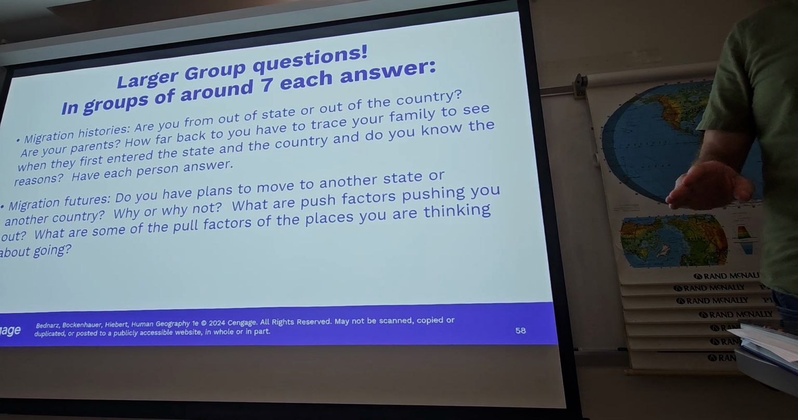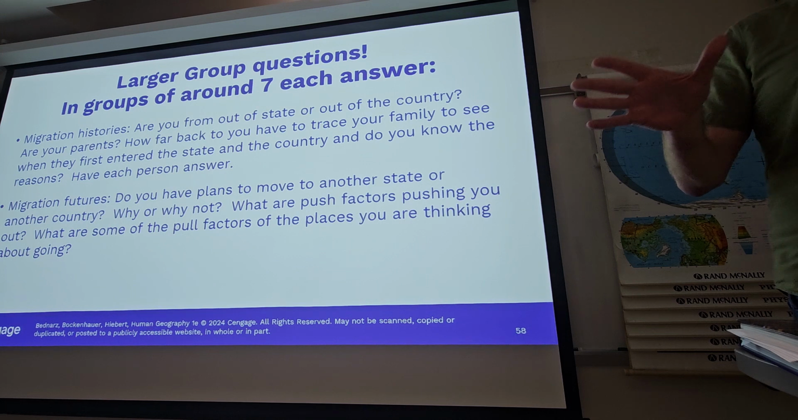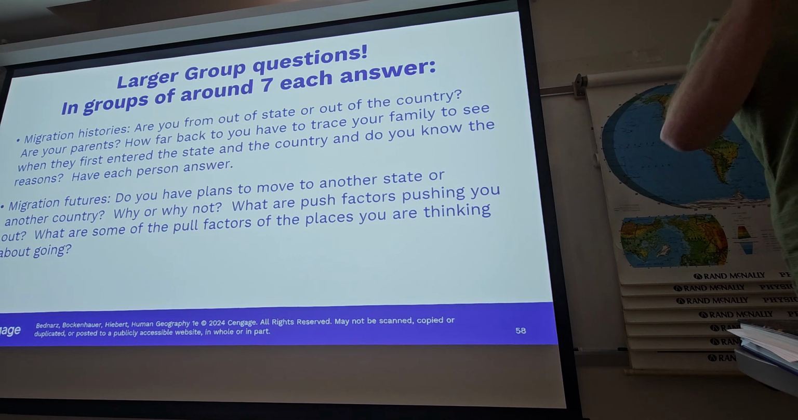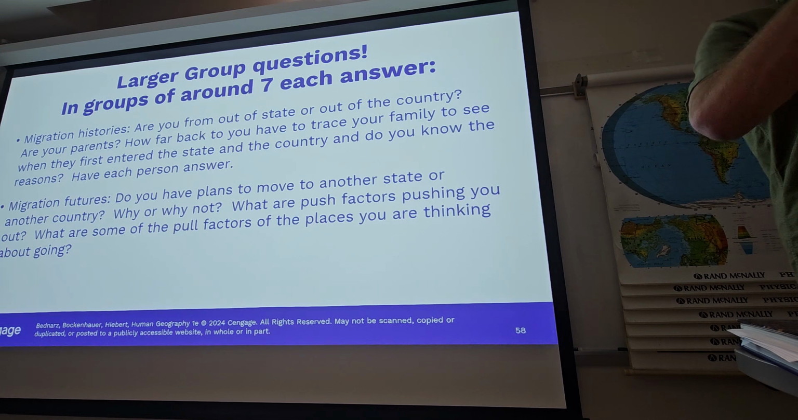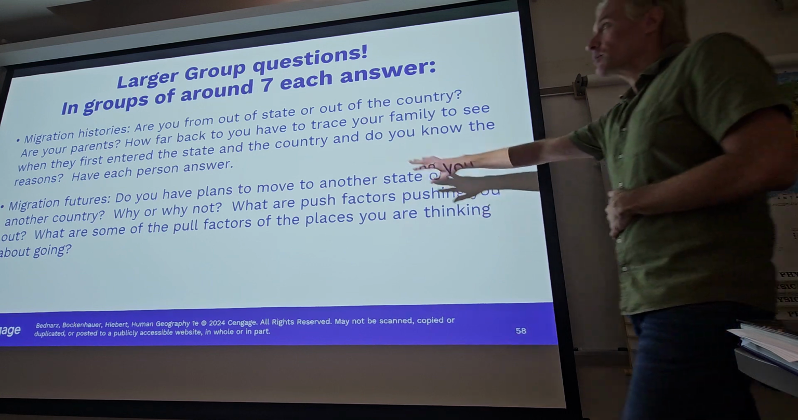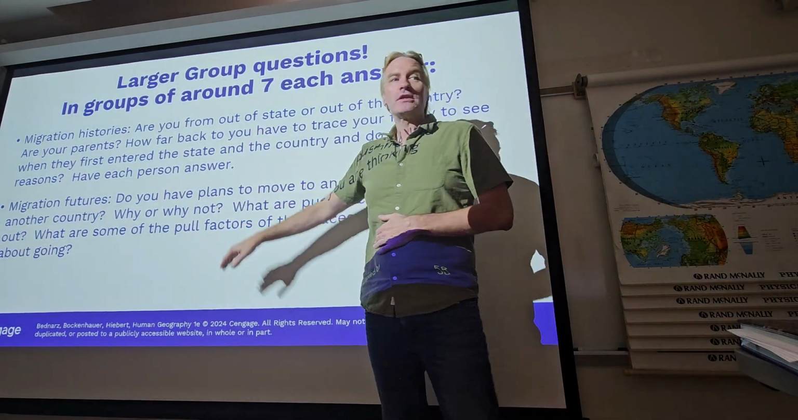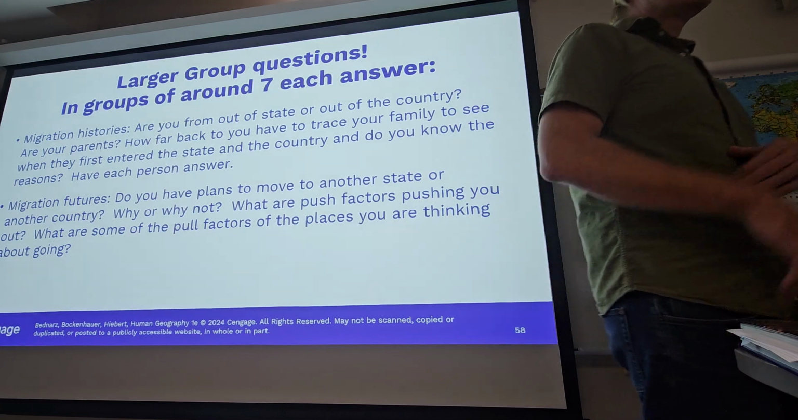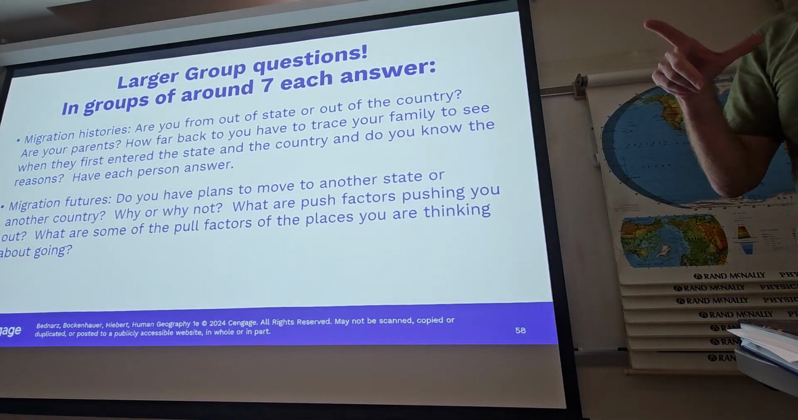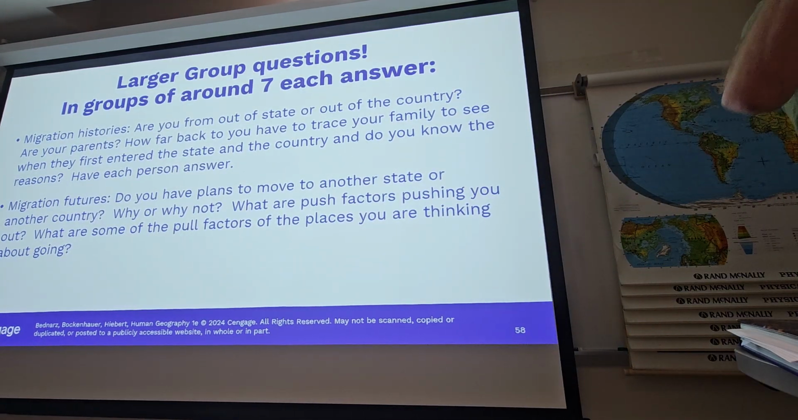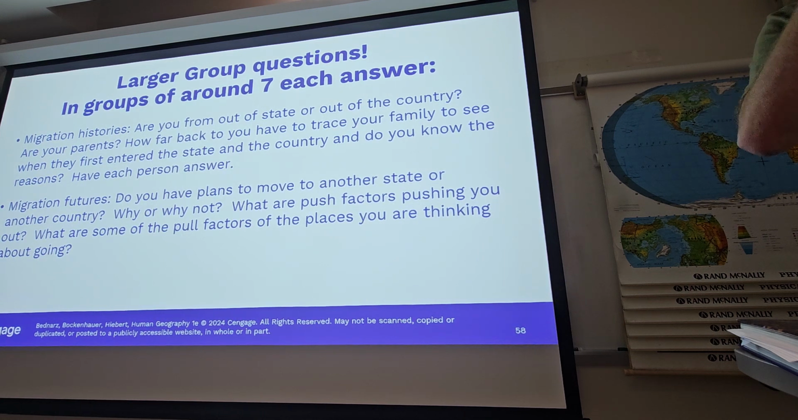Well, today I'm going to have you do some stuff in small groups. I'm going to have you self-select groups of 7-ish. Just a couple of questions about migration histories and migration futures. But the same thing, we have one piece of paper with everyone's name on it. All right, see if you can self-assemble. Should be like 3 groups of 7-ish each. See what you can do.